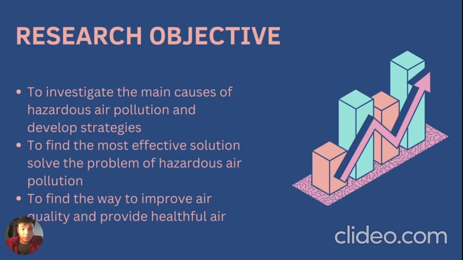Next, I want to present about the research objective. The first one is to investigate the main cause of hazardous air pollution and develop strategies to minimize the effect of acid rain, global warming, automobile emission, and ozone depletion. The second one is to find the most effective solution in order to solve the problem of hazardous air pollution and provide method and facility for air resource management and air purification and other purposes pertaining to human health and benefit. The last one is to find the way to improve air quality and provide healthful air for human habitation and other organisms and to remediate polluted sites.